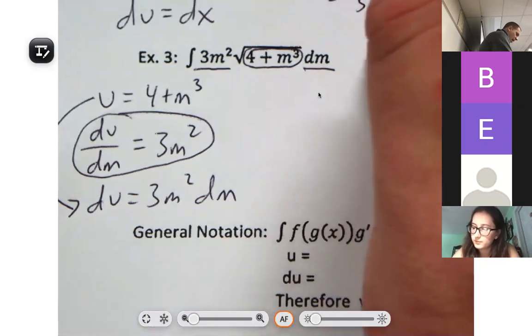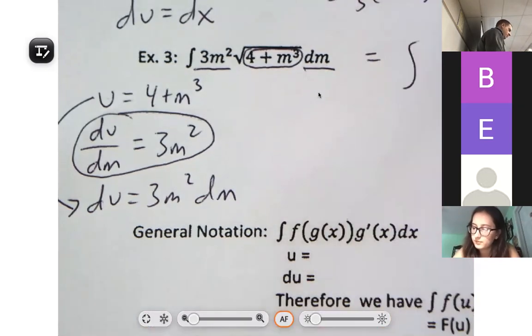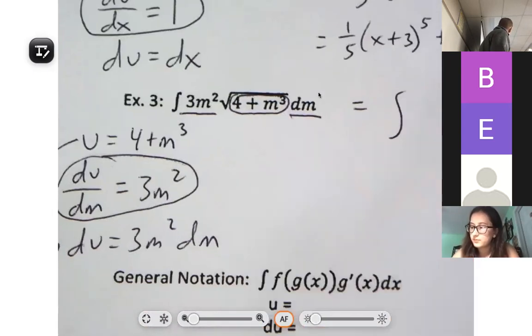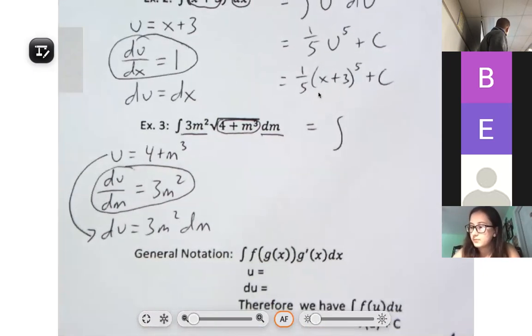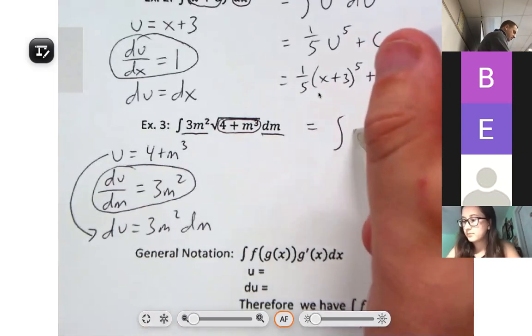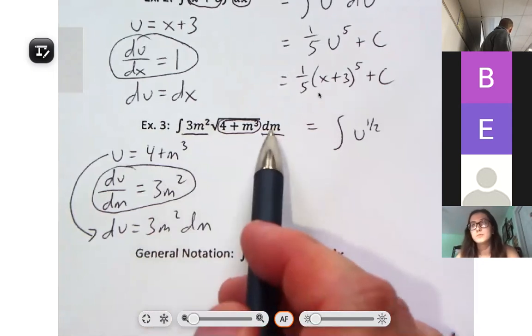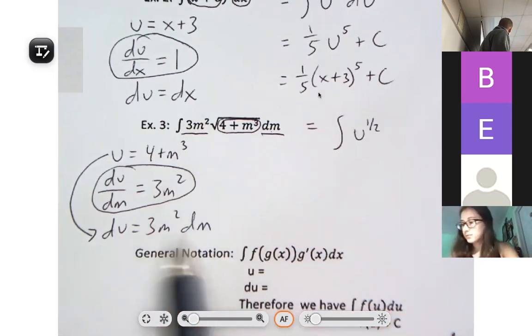So now I have the integral. Well, this would be the square root of u. So instead, I'm going to write u to the 1/2, because any radicals, we just turn into exponents. And instead of writing 3m squared dm, all that other stuff, we just found out all that stuff equals du.